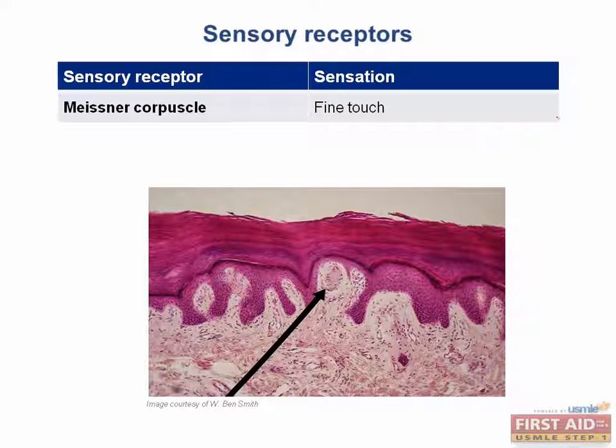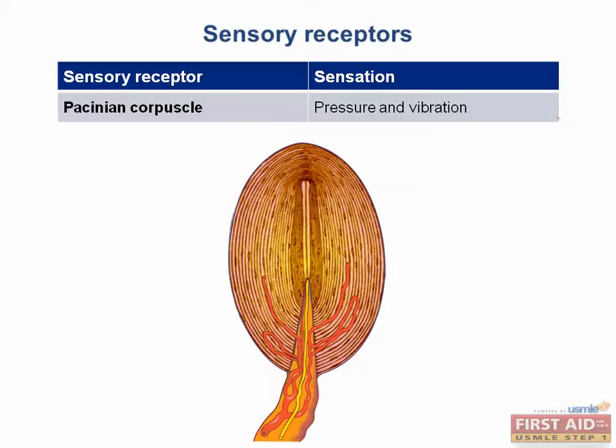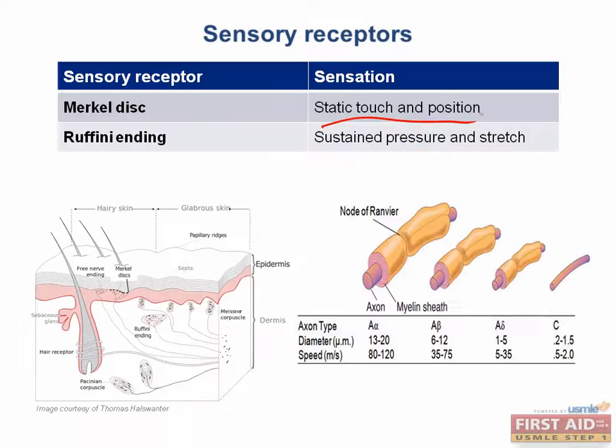Meissner's corpuscles are large myelinated fibers found in the dermis of hairless skin, such as the fingertips and lips. They have pretty small receptive fields, so they are mostly found where fine touch is especially good. Pacinian corpuscles are large, myelinated fibers found in the subcutaneous layer. They primarily mediate pressure as well as vibration.